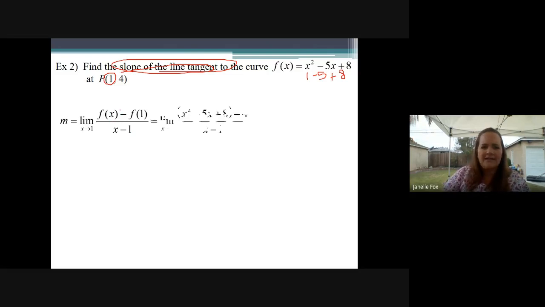Let's fill in some stuff. f of x is the equation. Again, we start by writing the limit as x approaches 1. The equation for f of x is right here in the question: x squared minus 5x plus 8. Then I'm going to subtract the y value. The y coordinate is a 4. And then I put over x minus 1. Beautiful. Folks, if you plugged in 1 right now, do you know what would happen? You would get 0 over 0.